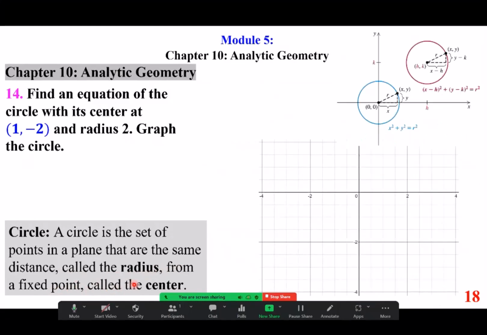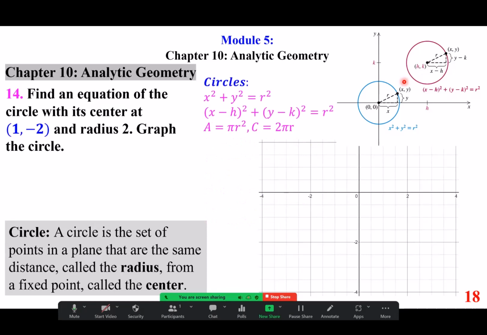Therefore, if the center is located at 0, 0, it has the equation x squared plus y squared equals r squared. If it's located at a different location such as h and k, the equation is (x minus h) quantity squared plus (y minus k) quantity squared equals r squared. And it comes from the distance formula, where the distance formula itself comes from the Pythagorean theorem.